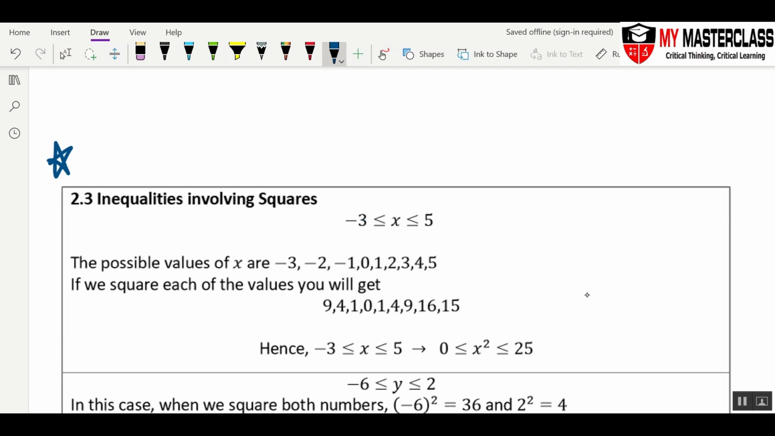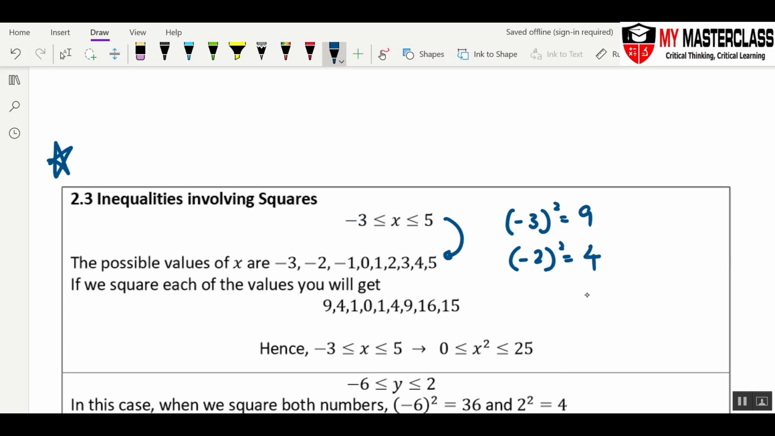Now, if I have x is greater than or equal to -3 but smaller than or equal to 5, this means that x can be -3, -2, -1, 0, 1, 2, 3, 4, 5. When you square each of the values, you will get 9, because -3 squared is equal to 9. -2 squared is equal to 4. That's how I get all these values.